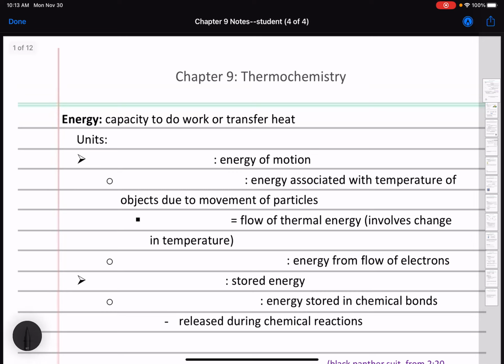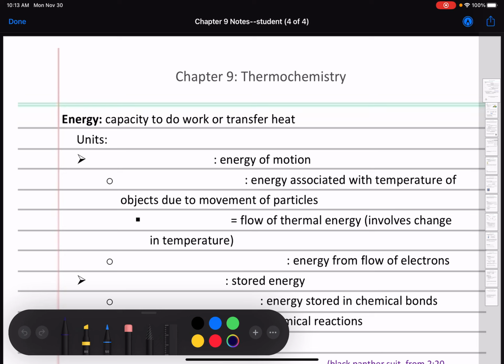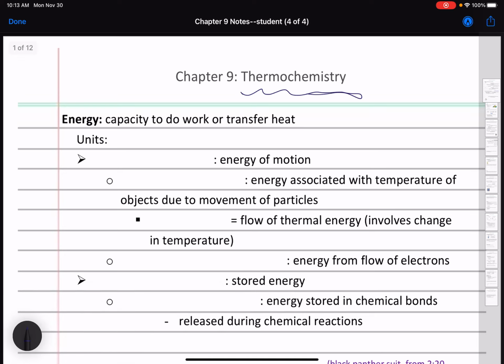This chapter is all about thermochemistry, which literally just means the chemistry of heat. Thermo is referring to heat. So we're on the topic of energy in this chapter. Before we get to thermochemistry, we need to talk a little bit about what energy is.